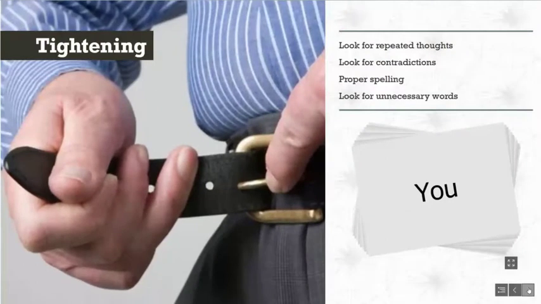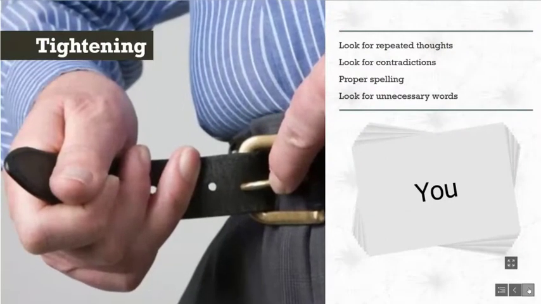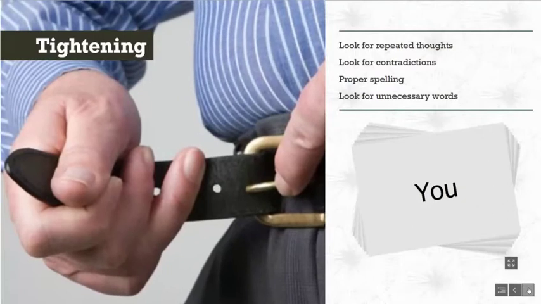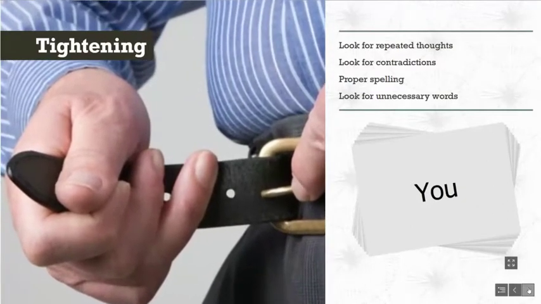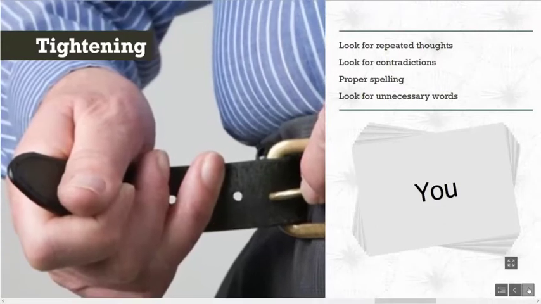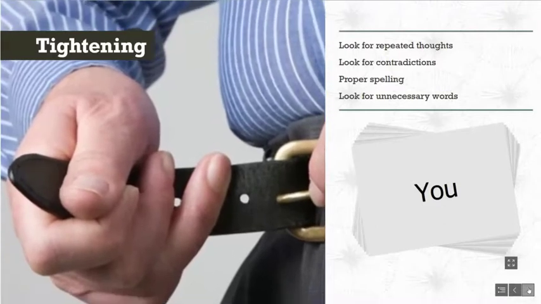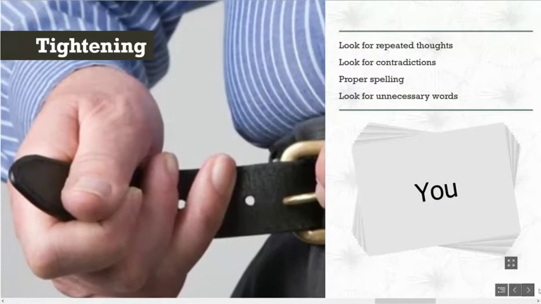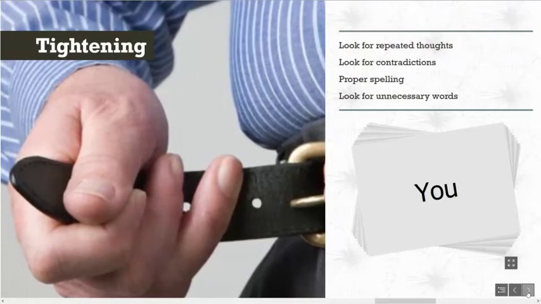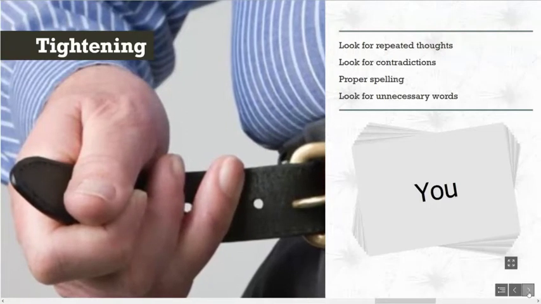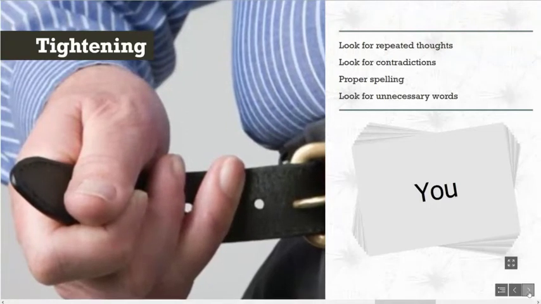The next thing you're going to want to do is tighten the text a little bit. So this image here, hopefully, of tightening the belt will help you remember that what you need to do is tighten the text. And the way that you can do that is you look for repeated thoughts. You look for things that you have restated over and over again. Maybe you had a point that you wanted to make, but you might have made it a few times. So look for those repeated thoughts and see if they can be trimmed out.